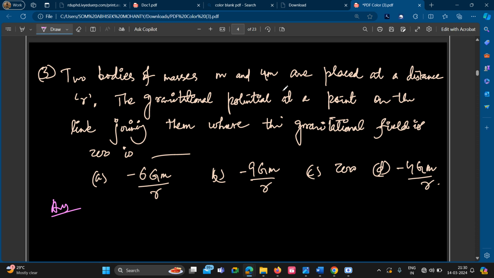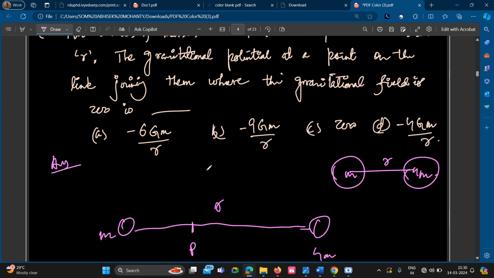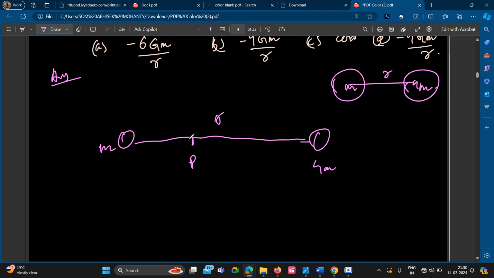Two bodies of masses M and 4M are placed at a distance r. The gravitational potential at a point on the line joining them, where the gravitation field is 0. Suppose, let me draw it again. M is here, 4M is here, their distance is r. There is a point P here where the gravitation field is 0. We will suppose that the field is 0 here.